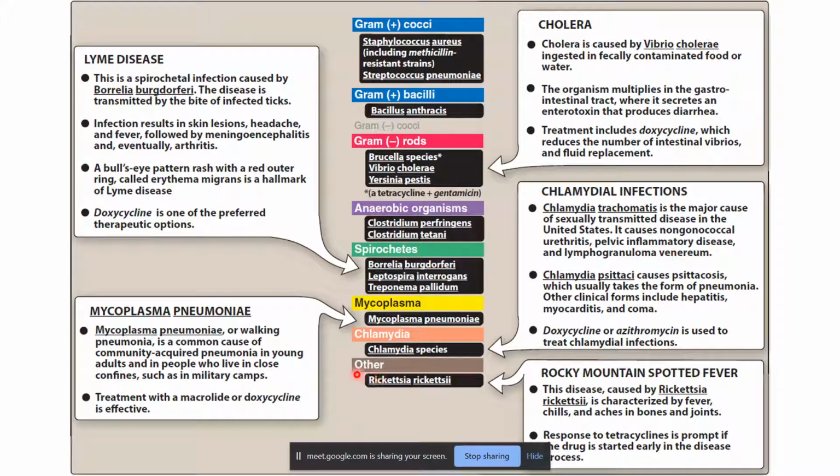So, and the last one is Rickettsia. Rickettsia will lead to the disease Rocky Mountain spotted fever, and the name of the disease is connected to the golden fever.